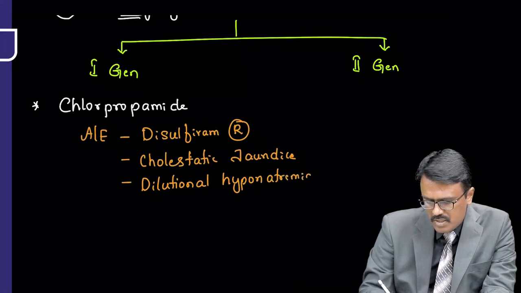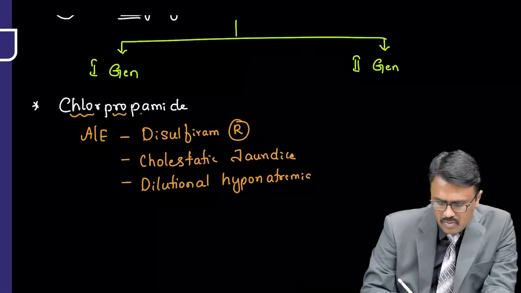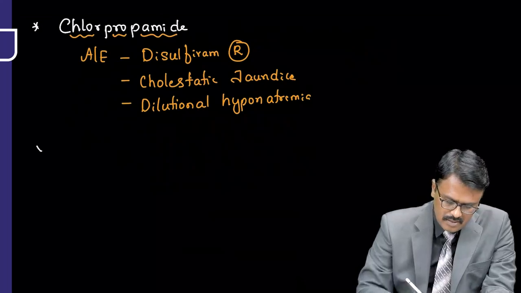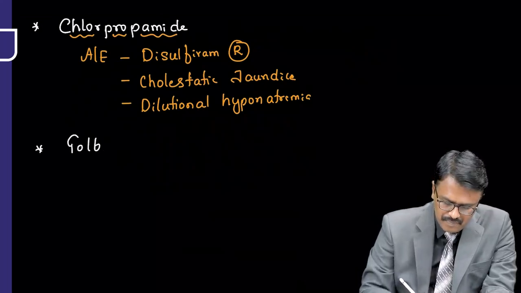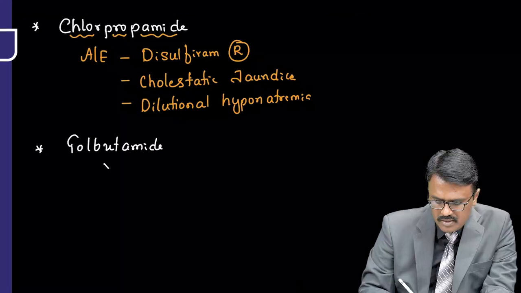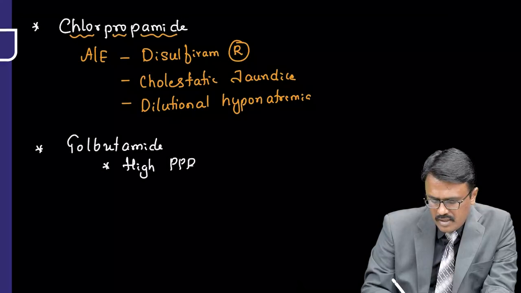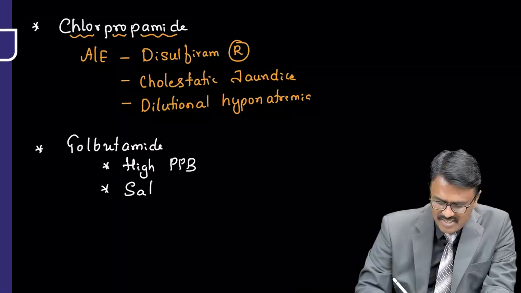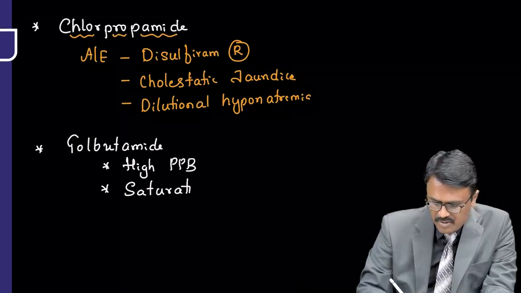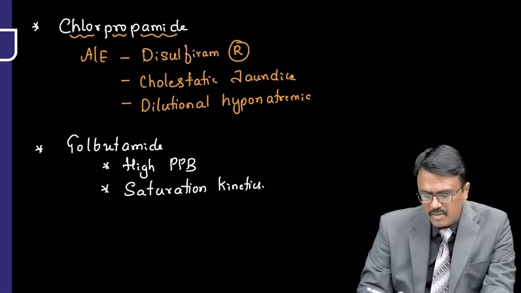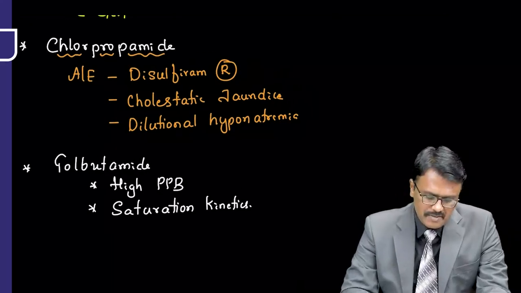So these are specifically seen with chlorpropamide. Now another drug is tolbutamide. The specialty of the drug is that it is highly plasma protein bound, and one other pharmacokinetic importance is that it follows saturation kinetics. You remember the watt power mnemonic, you will remember that.